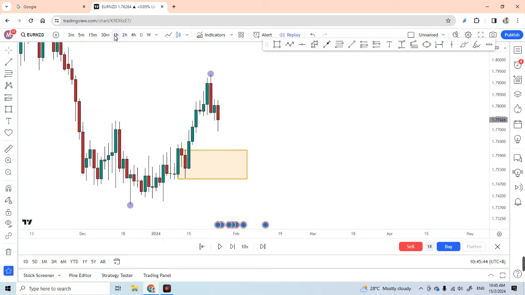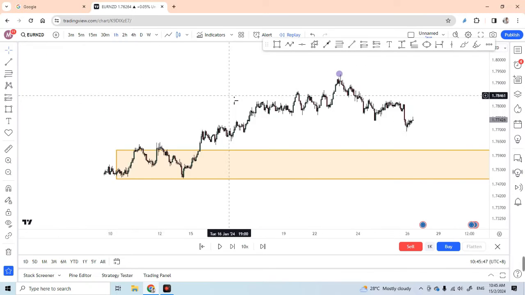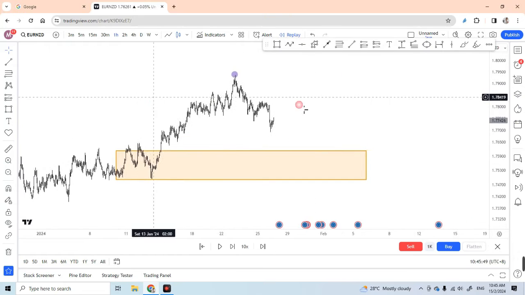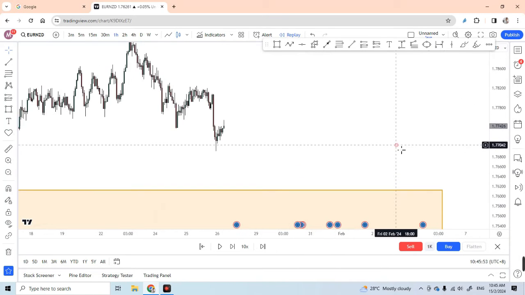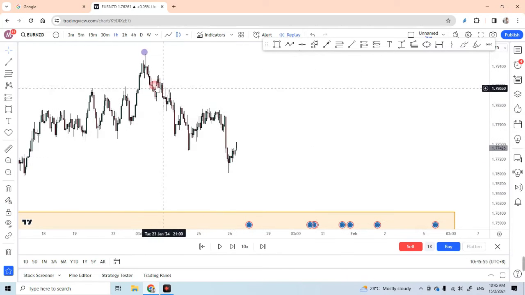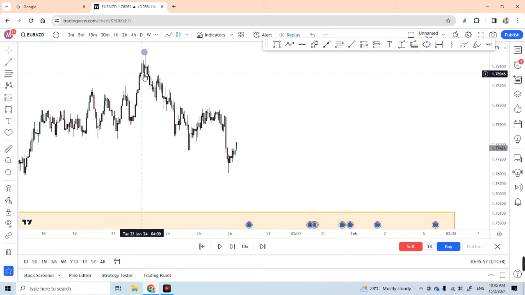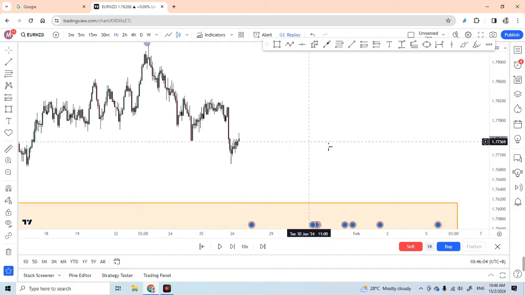So first we go to a lower time frame such as H1. Now at H1, you actually notice that the price started to go downtrend. This is what we call a pullback, a correction or pullback, for this movement.